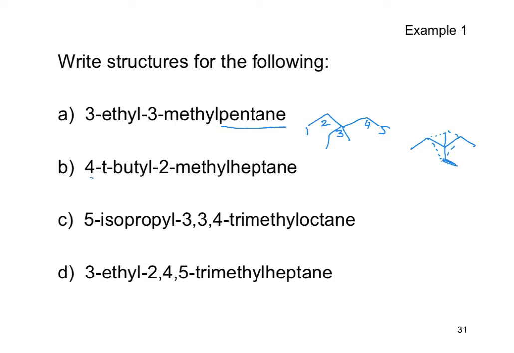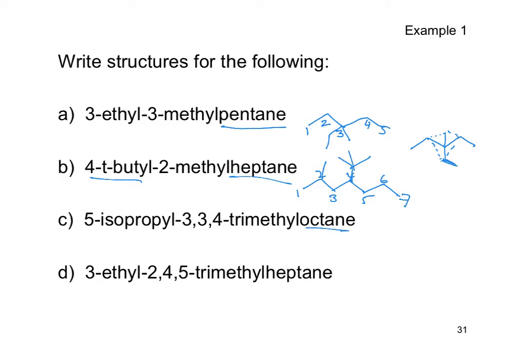All right, let's take a look at 4-tert-butyl-2-methylheptane. Those are 7 carbons for the root name. 1, 2, 3, 4, 5, 6, and 7. The fourth position has a tert-butyl group. The second position has a methyl group. We're good to go. The next one is 5-isopropyl-3,3,4-trimethyloctane.